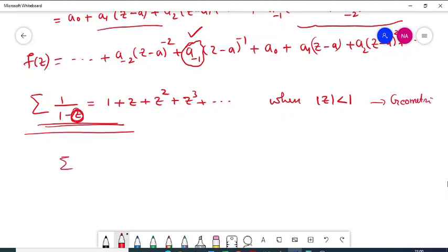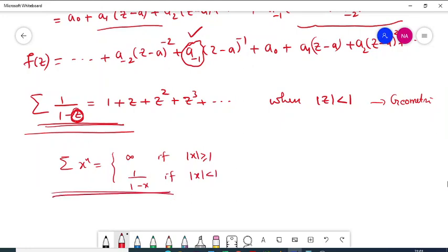We have this one, right? Summation x power n, the value of this will be infinite if mod x is greater than or equal to 1, and 1 by 1 minus x if mod x is less than 1. That result we are using to find the Laurent series expansion of the given complex function f of z. So with this base, next class we are going to solve problems on Laurent series, and let us look into the method we need to follow to find the Laurent series expansion.